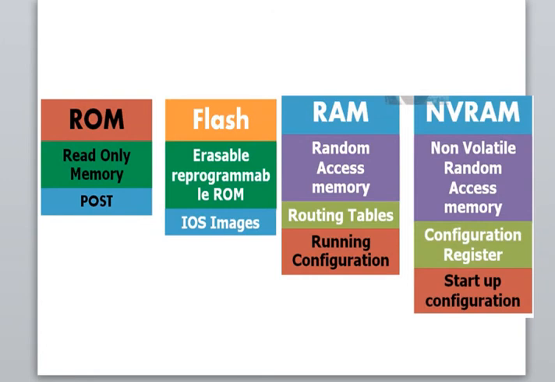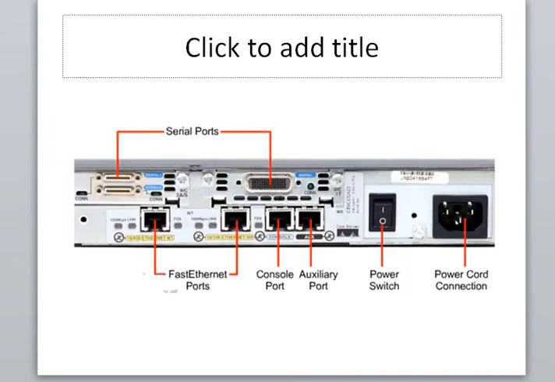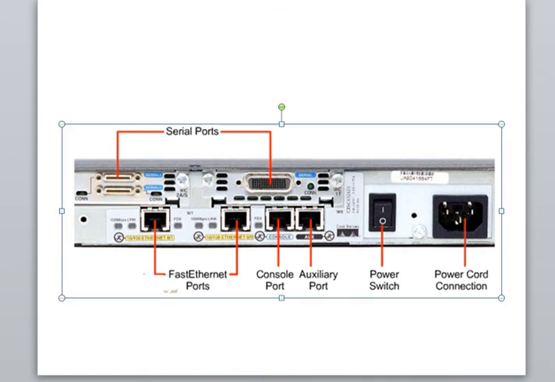Next, NVRAM, which is non-volatile. There are two things which are non-volatile: flash and NVRAM. Here the configurations are saved, and even the startup configuration is saved in NVRAM. It's very easy. I think you understood how the components work. If you have done A+, it's very easy to understand this.